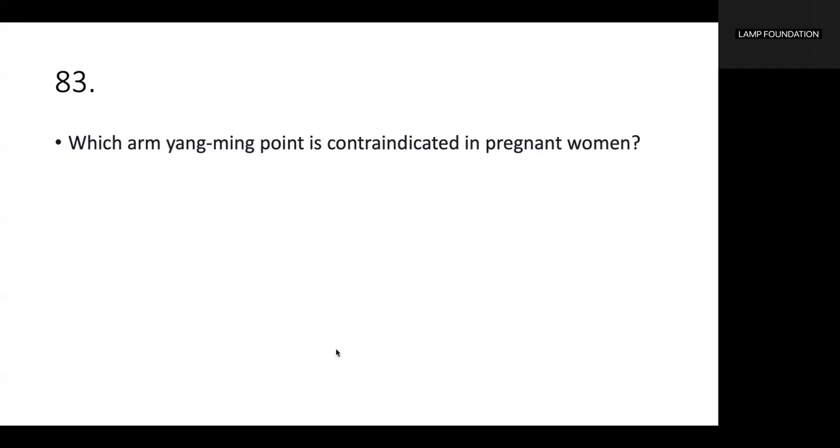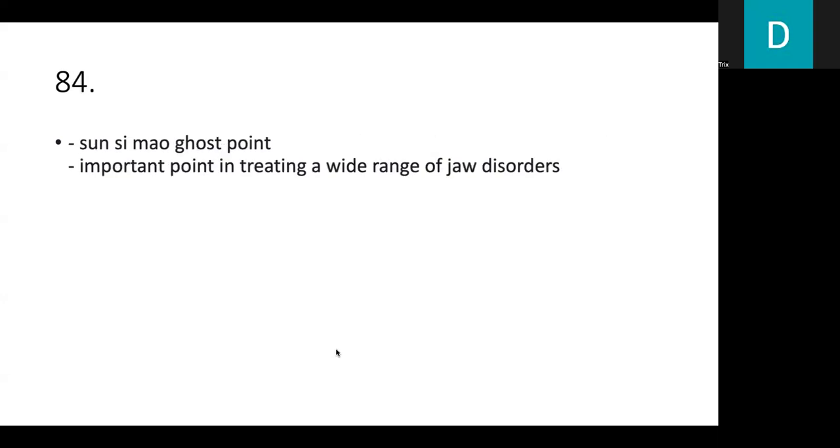Which hand Yangming point is contraindicated in pregnant women? Li4. Great. Okay. Sun Si Miao ghost point. Hindi yan Mao ha. Important point in jaw disorder: stomach 6. Okay. This is a good headache point and also for eye disorder: stomach 8. What do you give for acute dysmenorrhea? Spleen 8 and Li4.